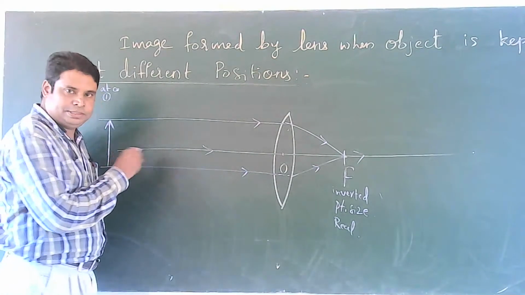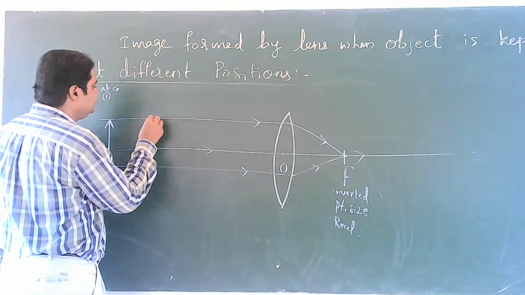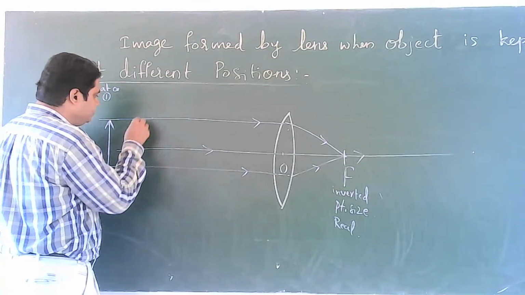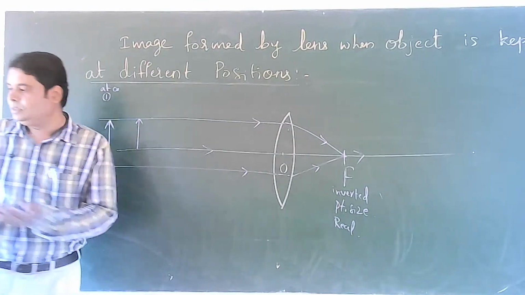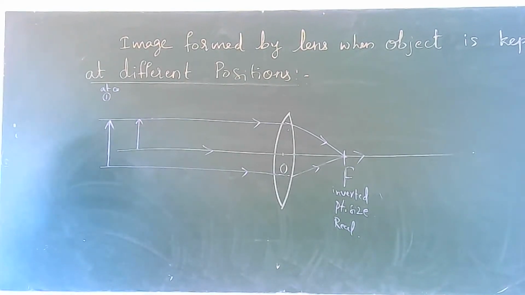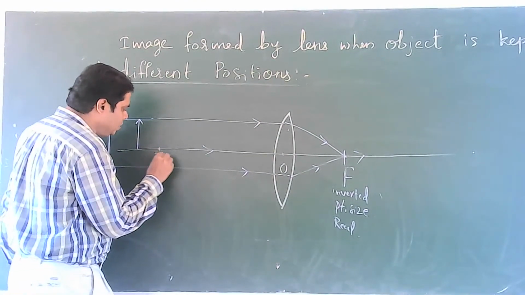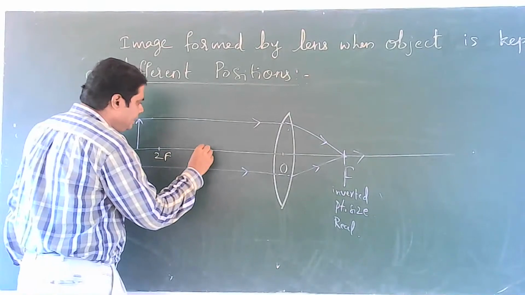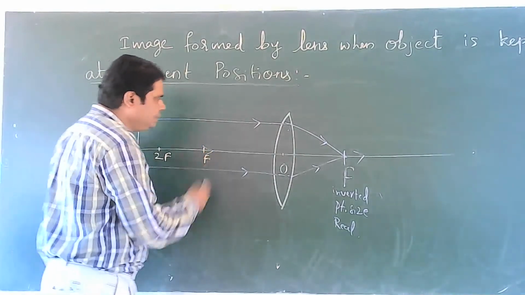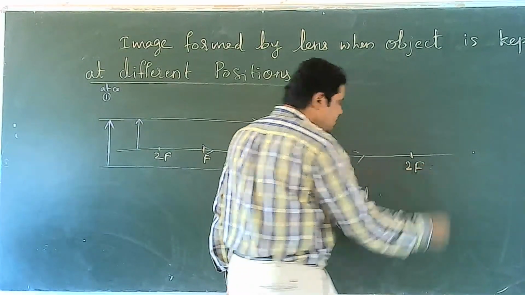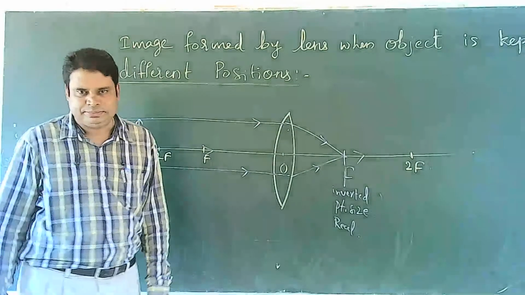Second, see this. Now let me consider object somewhere. Let this be 2F and this be F. This will be 2F. What is 2F here?